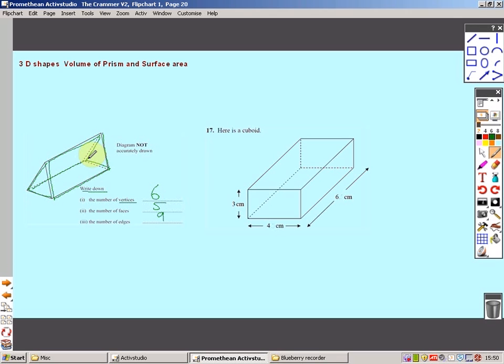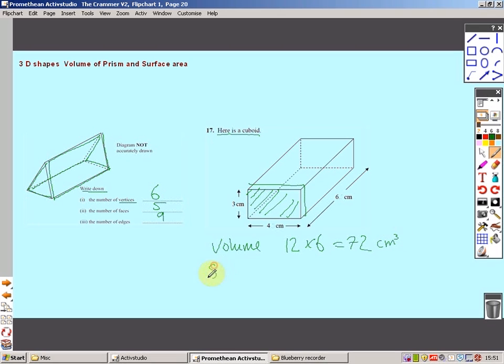Okay, here's a cuboid. I asked you to find the volume. To find the volume, you find the surface area of one slice of it, and that's going to be 3 by 4 is 12, and then we've got 6 slices of 12, so it's 6 times 12 is 72 centimeters cubed. Don't forget the units.